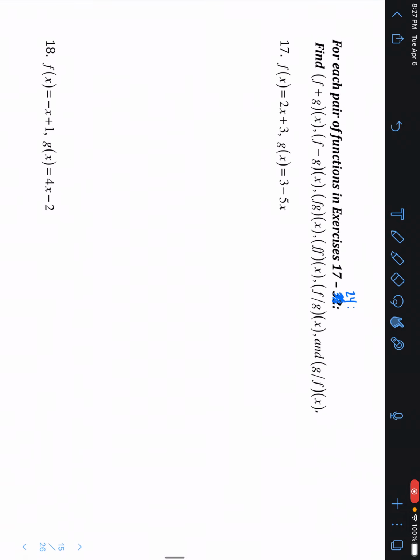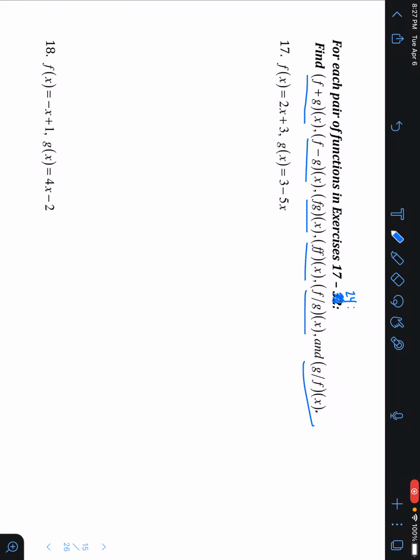Now, in these assignment problems, we have multiple problems in each one. So it's not just as simple as 17 through 24 being 8 problems. Within each problem you have to add, subtract, multiply, divide, and then divide the other way. So you're actually doing 6 problems within each problem. So let me do one of these for you.